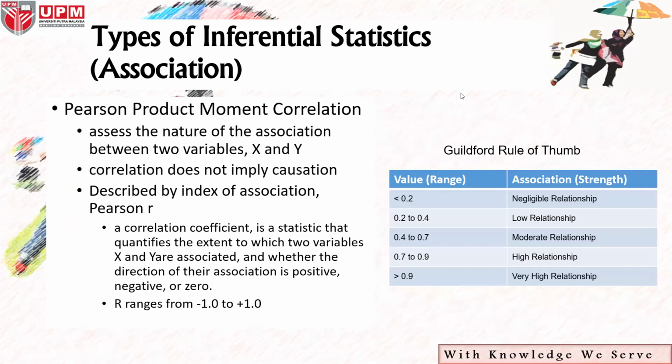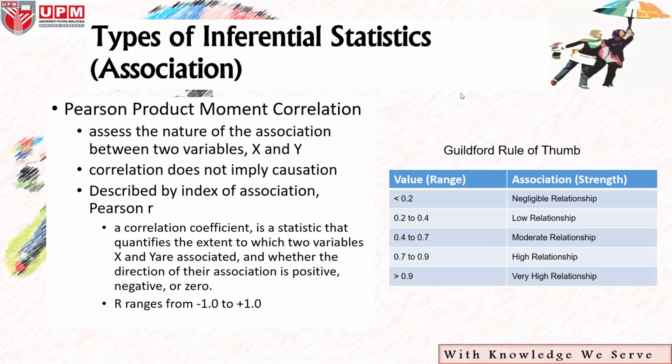Next one. The second type of inferential statistic is association. We are interested to see the association between two or more variables, as what we learned just now. There are two types of analysis that we can apply to test for association. If your data meets the requirement of normality, then you can use Pearson product moment correlation.